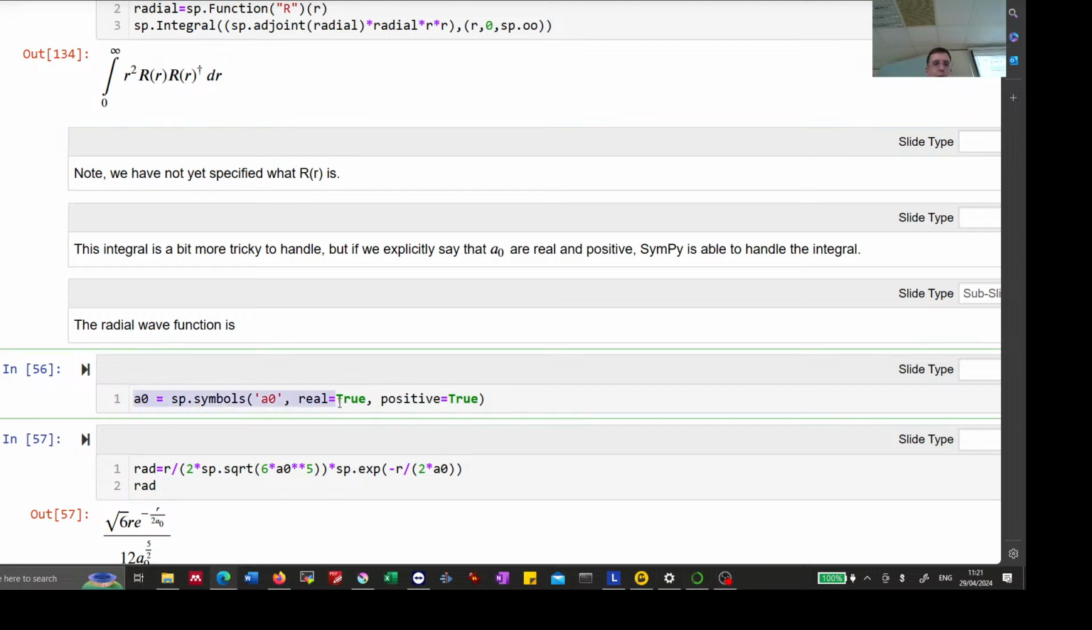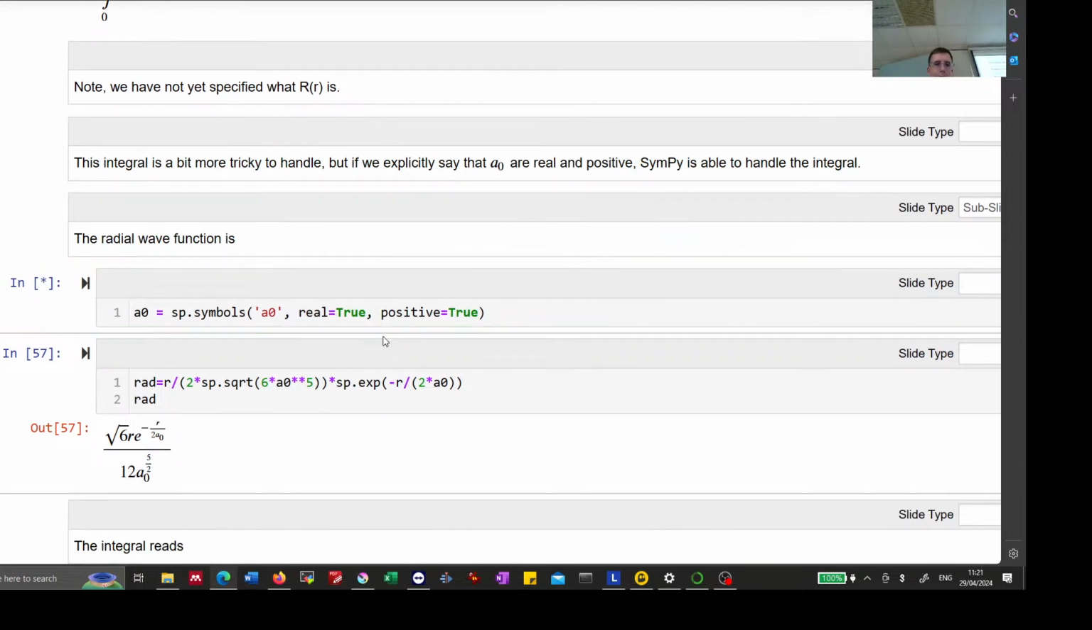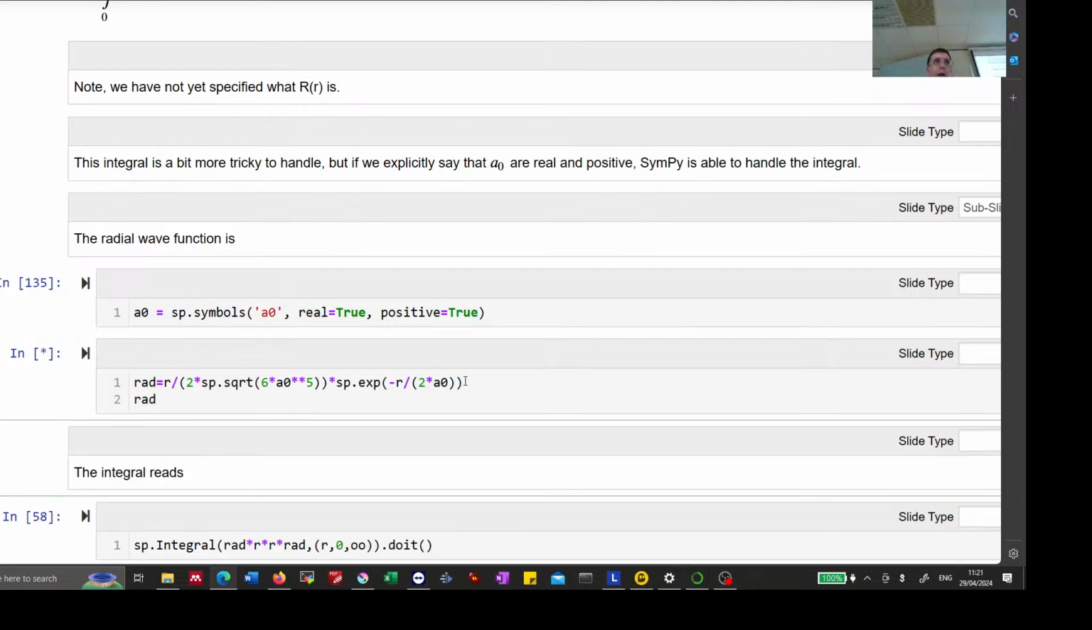We had a symbol in the expression above for a constant that was set a0. It's a distance. Distances are positive and have real valued numbers. When we have defined a0, we can now define the radial function, rad. And that is r divided by prefactor times the exponential function of minus r divided by 2a. We execute and we confirm that all the paths are there.